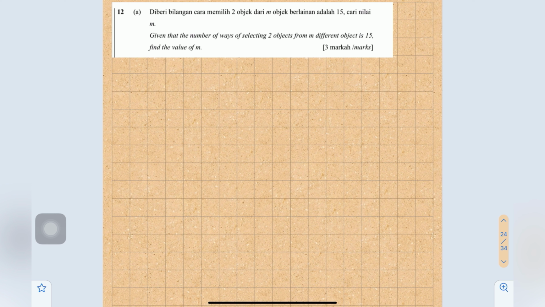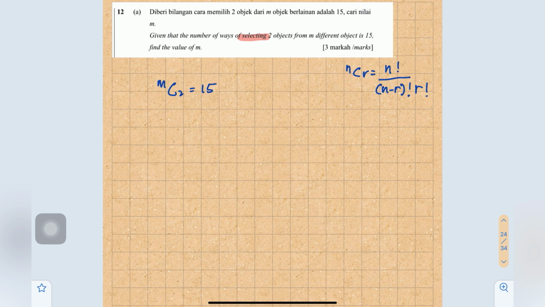Number 12a, given that the number of ways of selecting two objects from m different objects is 15. Find the value of m. Okay, so dekat sini clue is selecting. So selecting, choose lah, macam choose. So kita guna combination. Okay, we have a formula. NCR is n factorial over n minus r factorial darab dengan r factorial. So lepas tu kita boleh gunakan lah dalam situation ni. So select 2 from m. Jadi maksudnya m C2 equals to 15.